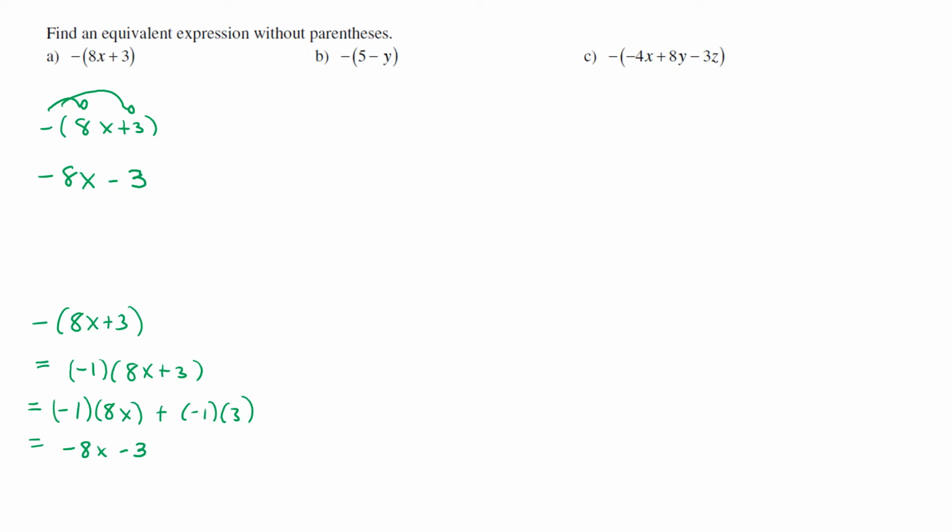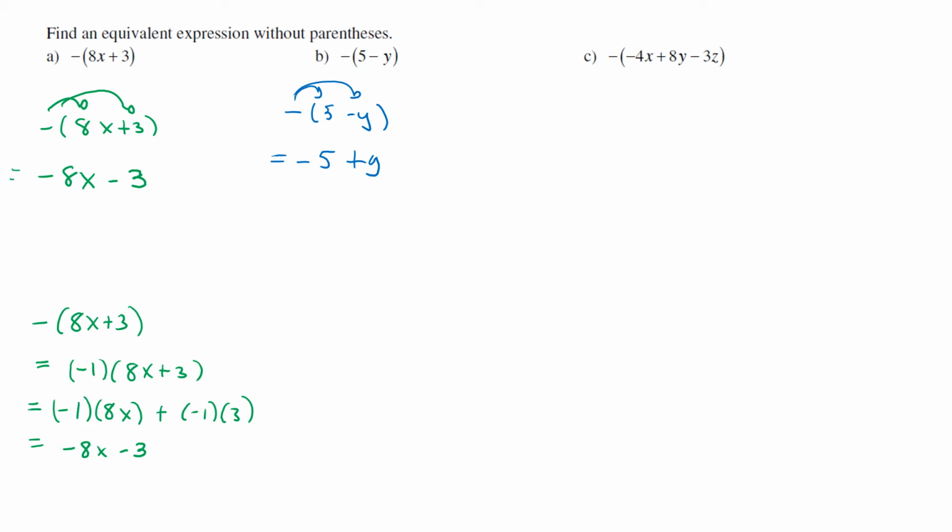Alright, next example here. Same thing, we want to distribute our negative. So when we do this, you can think about this as changing the signs. So I'm going to distribute the negative inside. So this is going to be negative 5, because that was a positive 5, plus y.